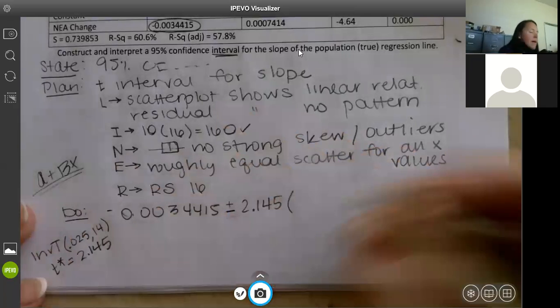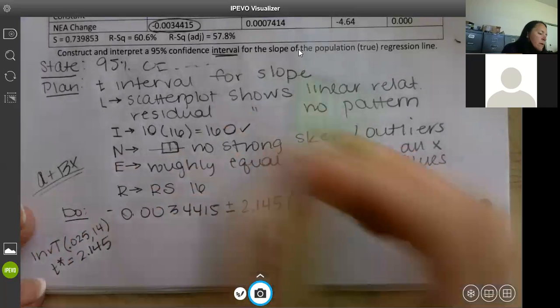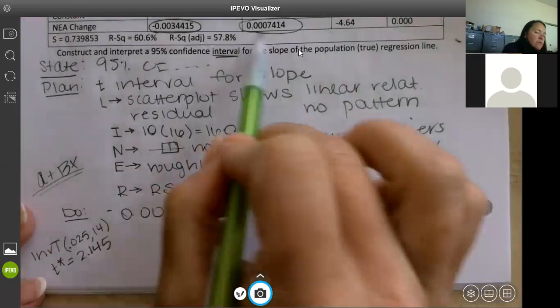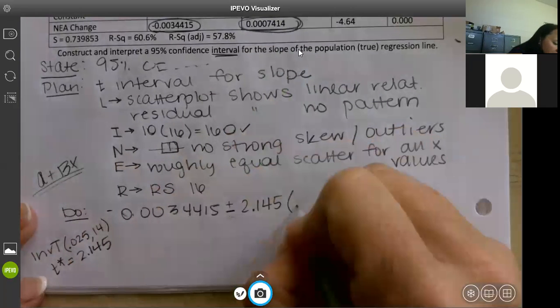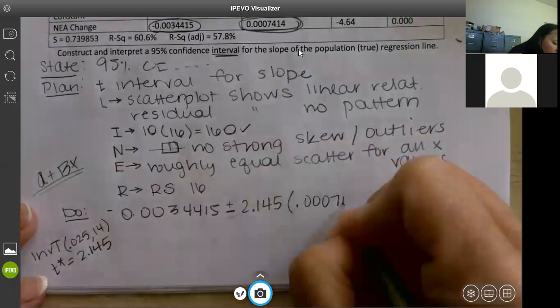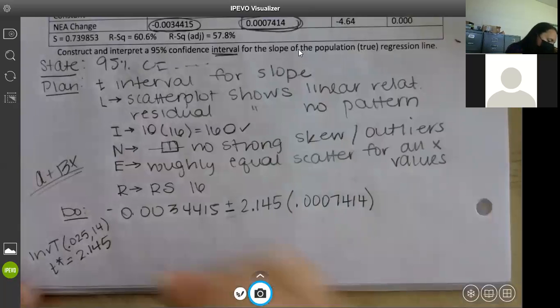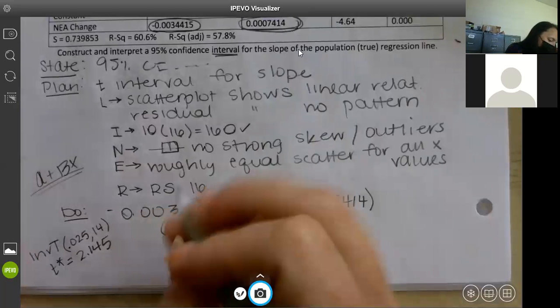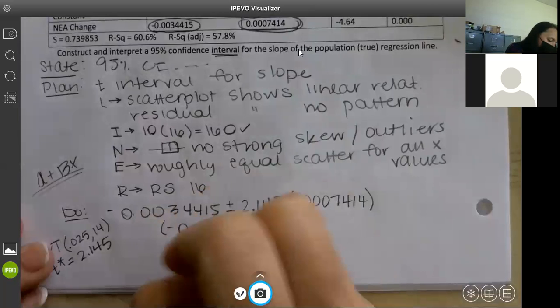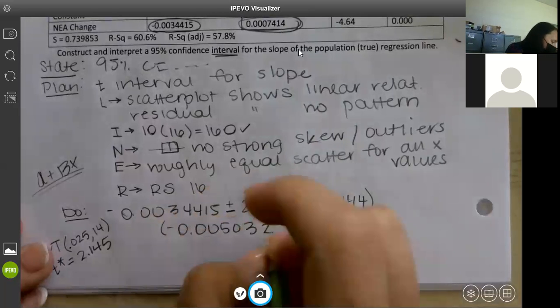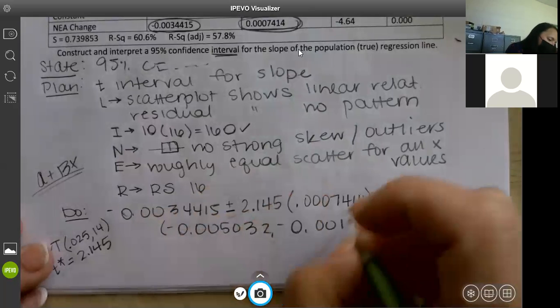And then we're going to multiply it by your standard error, which is this one right here, 0.000714. Again, I'm going to show you how to do this in your calculator. Right now, we still don't know how to do that, so that's why I'm showing you by hand. Our interval, when we put it in our calculator, is negative 0.005032 to negative 0.001852.